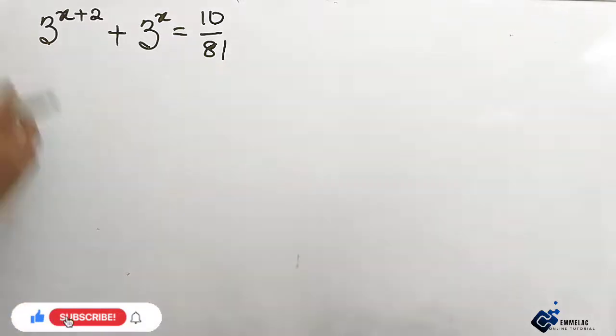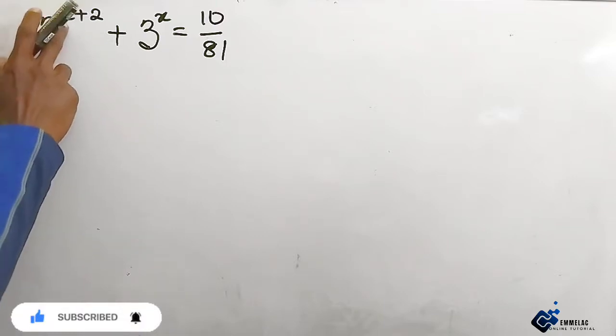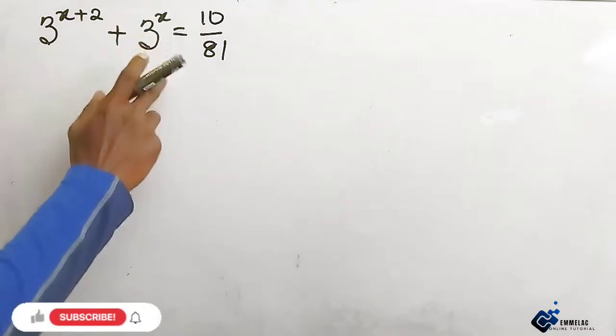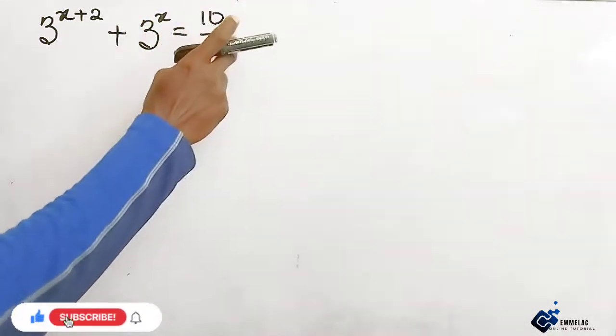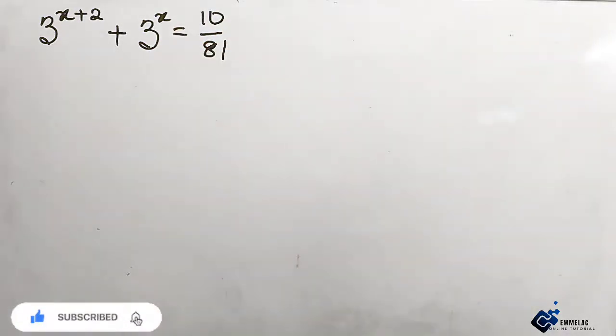Before us is this exponential equation, and it says 3 raised to the power of x plus 2, plus 3 raised to the power of x, equals 10 all divided by 81. And we are asked to find the value of x. Alright, how do we find the value of x?